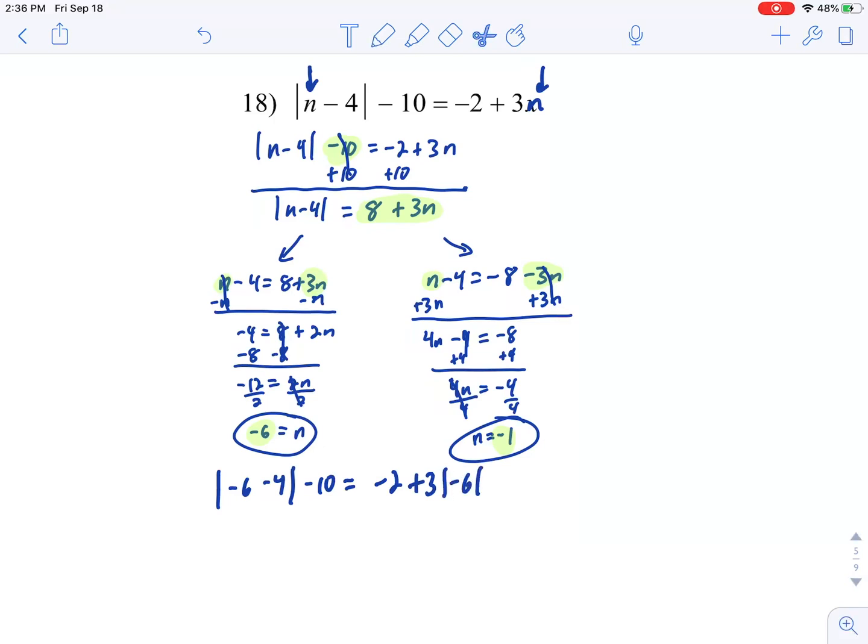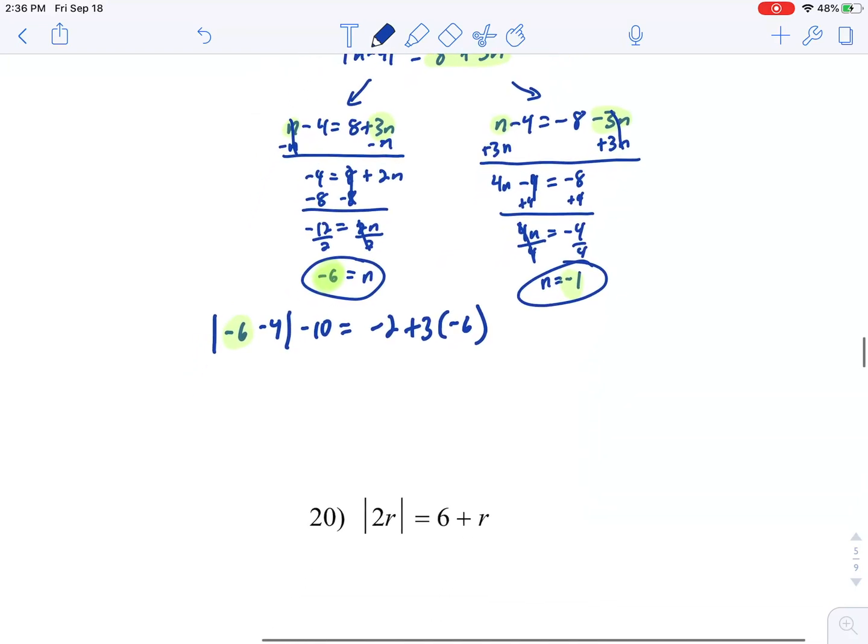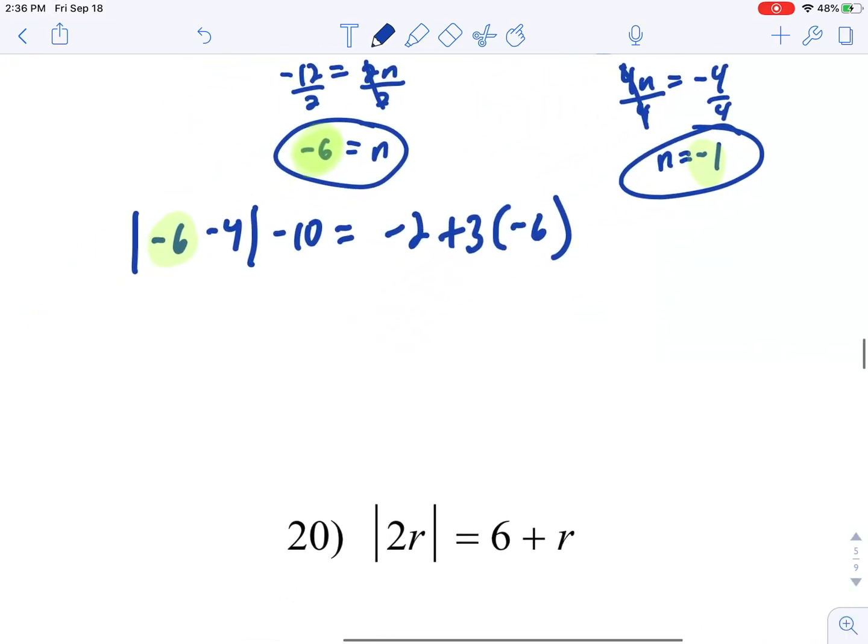And even that is a problem. I got to move it over here. So what did I do? I put this negative 6 here and here. And oops, that's not an absolute value, it's just times negative 6. Now I'm going to work this out.